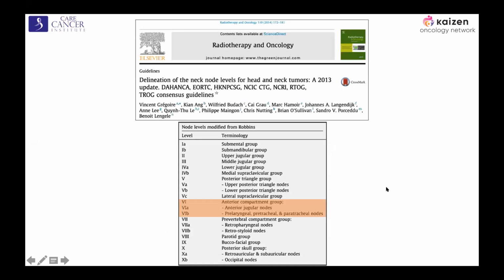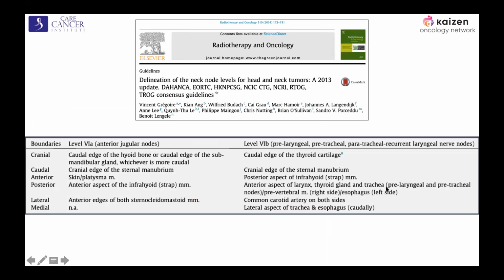In the contouring guideline, level 6A is the anterior jugular group of lymph nodes, and 6B is the paravisceral group, that is the prelaryngeal, pretracheal, and paratracheal lymph nodes. Level 6A starts at the caudal edge of the hyoid bone or the caudal edge of the submandibular gland. Like I mentioned, it is the caudal continuation of level 1A. So wherever 1A and 1B end, you will see level 6A. Caudally, it extends all the way to the sternal manubrium. Its anterior border is the skin or the platysma, and posteriorly the strap muscles. So it is the space between the platysma and the strap muscles, between the two sternocleidomastoids. We'll see it on the CT scan.